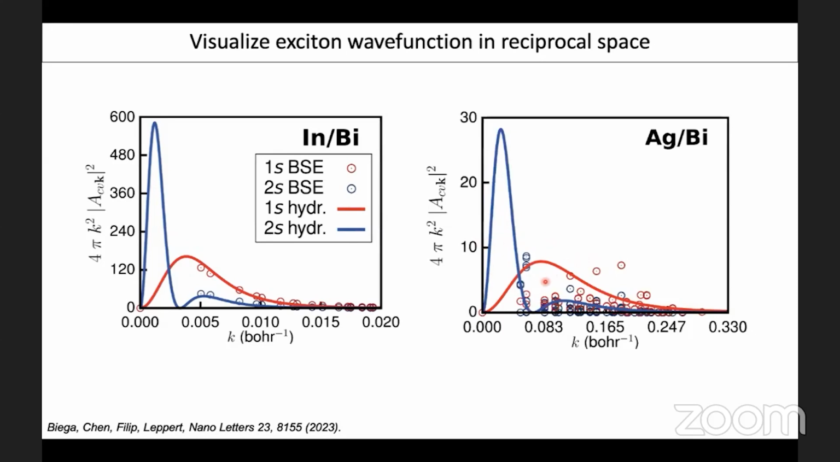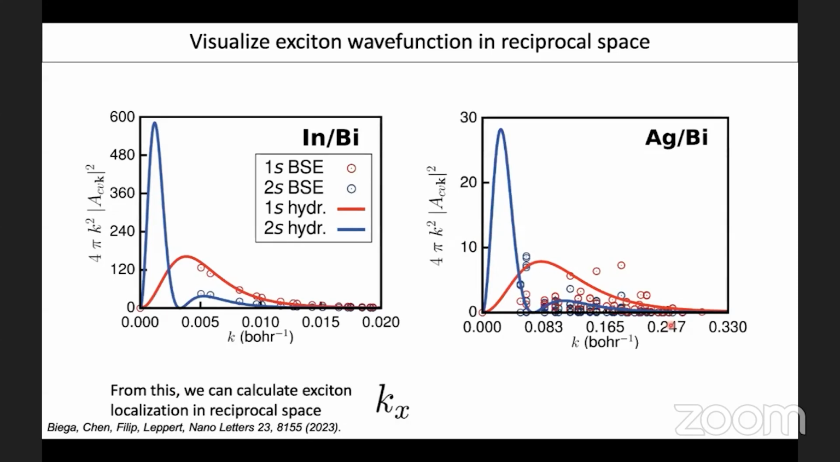In silver bismuth, on the other hand, look particularly at the x-axis here. You see that we have a much more delocalized exciton. So that means if we go to real space again, this is going to be very, very localized. And you also see that the dots are not at all lying on these lines. So we also see here that our exciton is not very well described by the hydrogen model.